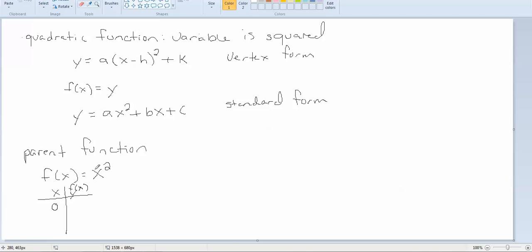If I put in 0, 0 squared is going to be 0, so I'm going to get out 0. Input, output, or domain and range, is another way to think of these. If I put in the number 1, 1 squared gets me out 1. If I think about negative 1, negative 1 squared will also get me out 1. I'm out of room, so I'll have to continue over here.